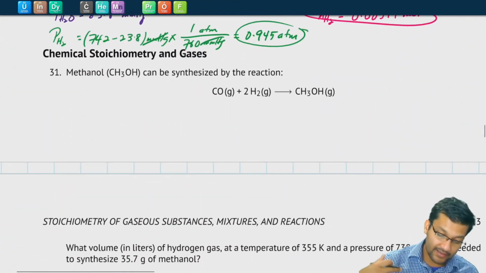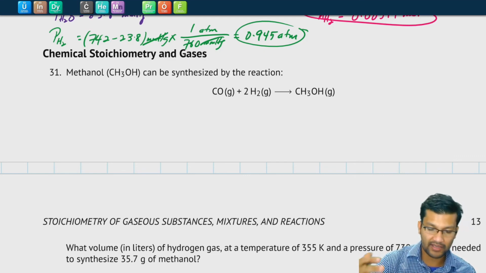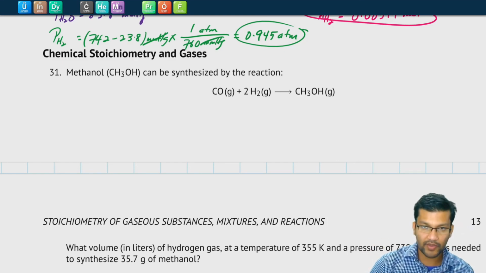Okay, in our next section, we're going to go over how we can use gases in stoichiometry. Remember, stoichiometry is looking at chemical reactions and trying to balance things on the left side and the right hand side. So we're going to see how gases work in chemical stoichiometry.